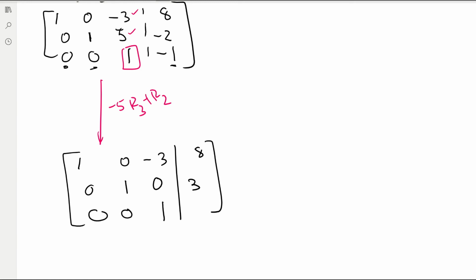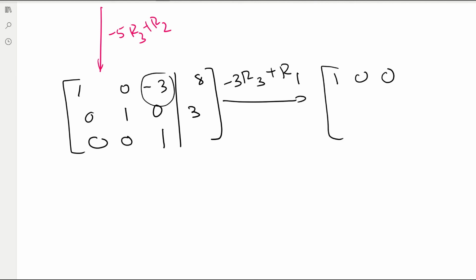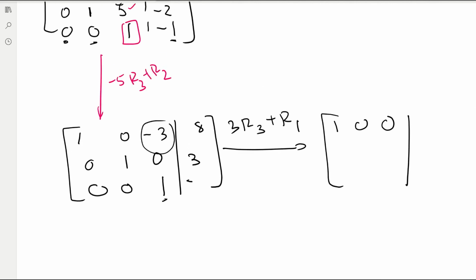0 0 1, and we need to make this -3 zero. We can multiply the third row by 3 and add it to the first row, because we already have -3 here. -3 plus 3 is 0. So we multiply the third row by 3. On the right hand side it's -1, so -1 multiplied by 3 is -3, and -3 plus 8 is 5. So that's 5. Now 0 1 0, 0 0 1, here 3 and -1.